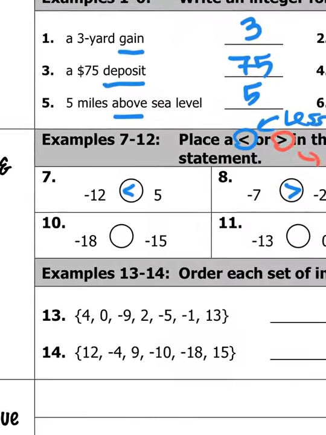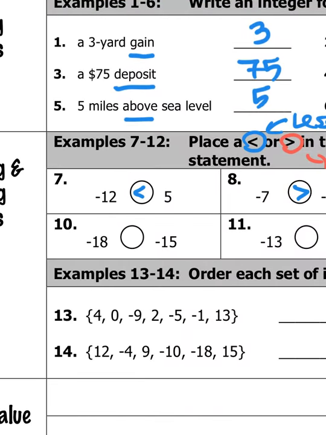Number 10, -18 compared to -15. Again, think about a number line. Let's put -18 right here. Negative 15 would be closer to 0 than negative 18, so it would be to the right. So that means that negative 15 is larger than negative 18. So I'm going to use a less than sign here. Negative 18 is less than negative 15.